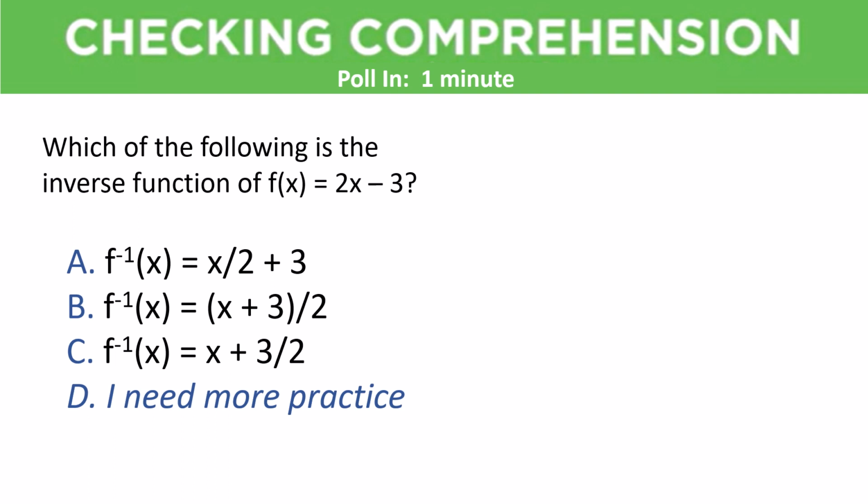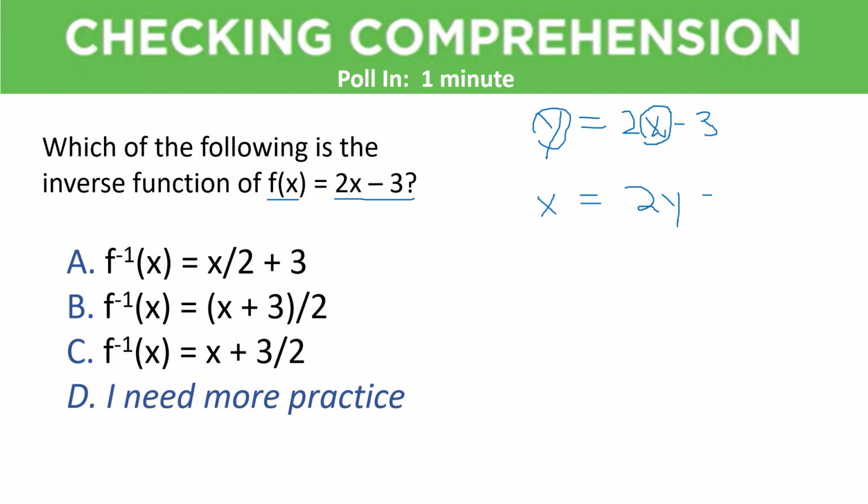All right, we want the inverse of the following function, f of x equals 2x minus 3. The first step is to replace f of x with y. So we'll write this as y equals 2x minus 3. Then we're going to switch the x and the y. So we'll put an x here where we had the y.